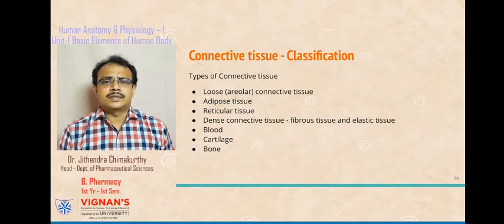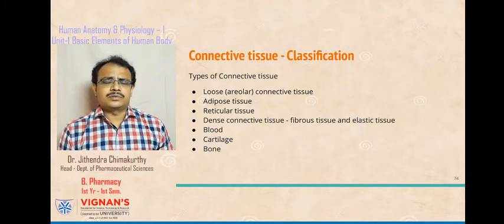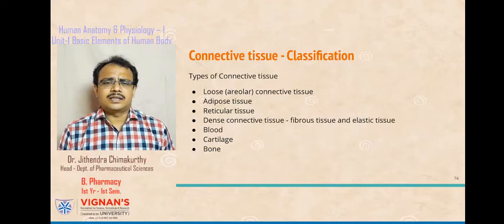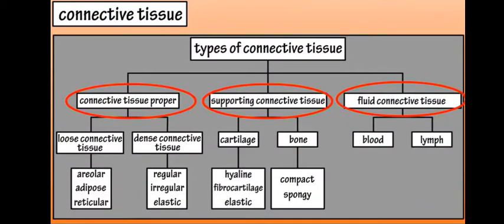There are 7 different types of connective tissues. They are loose connective tissue, dense connective tissue, adipose tissue, reticular tissue, cartilage, bone, and blood. So now let's see about them in detail. There are three main classifications: connective tissue proper, supporting connective tissue, and fluid connective tissue.